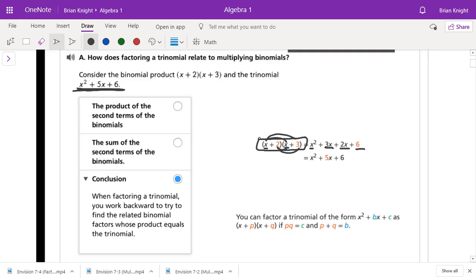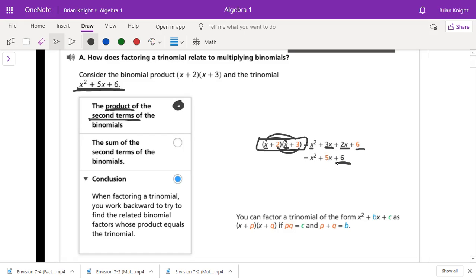Everybody with me? So here's what happened. What do you notice? It says the product of the second terms of the binomial. So what we're doing is this one right here. What do you notice about the product? What's product mean? Multiplying of which terms? The second terms of the binomial. So what's the second term here? 2. What's the second term here? 3. So what do you notice when you multiply them? They equal 6. You always get what? 6. That number. The number that's on the end.